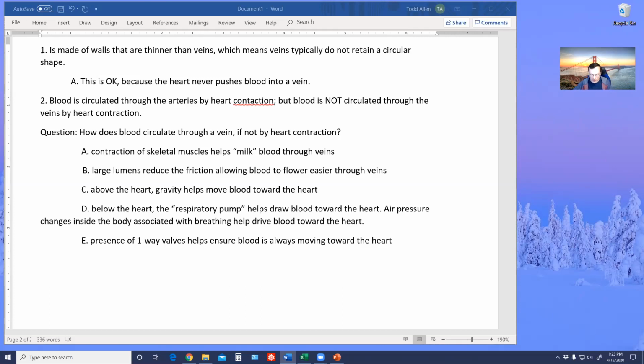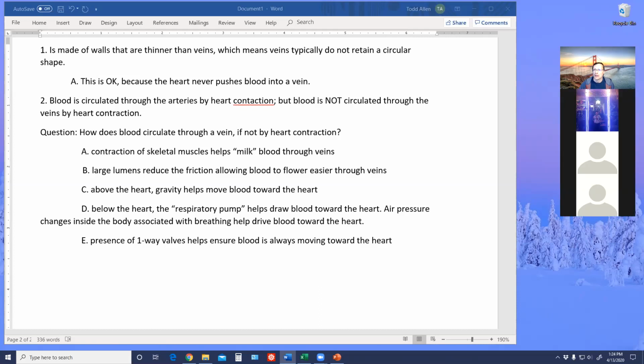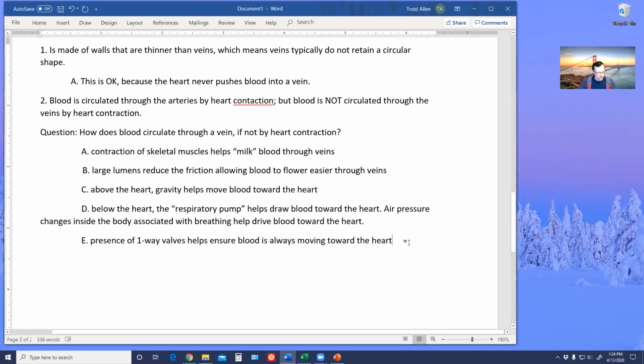Folks, do you have any questions at this time? Okay. If there are no questions, I'm going to go on and talk to you about some heart anatomy. Let's turn to page 220 and 221.